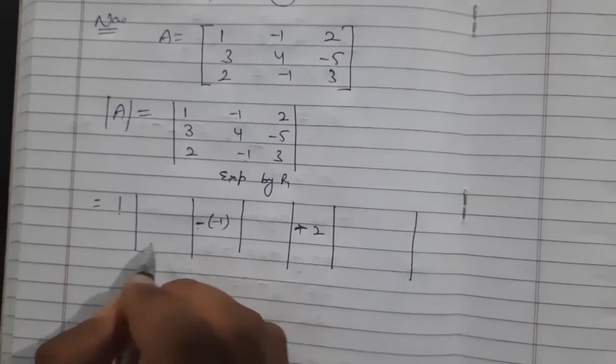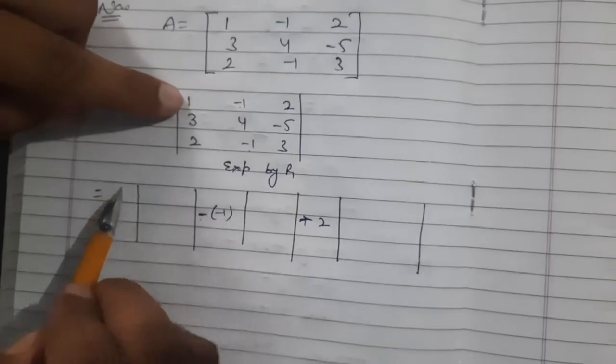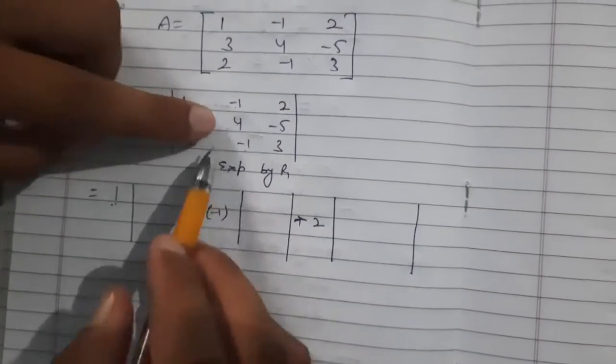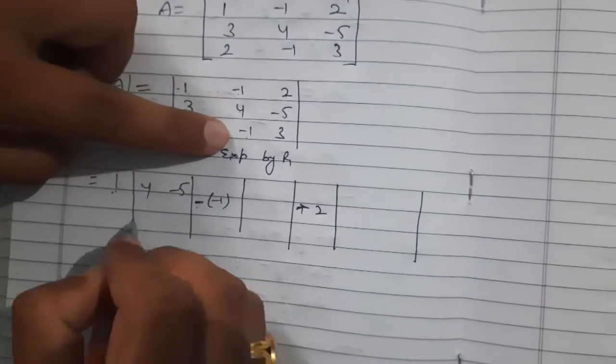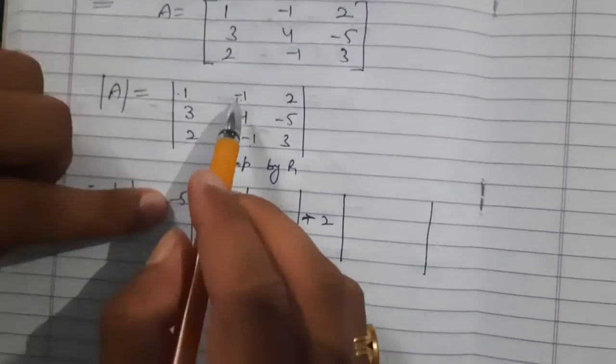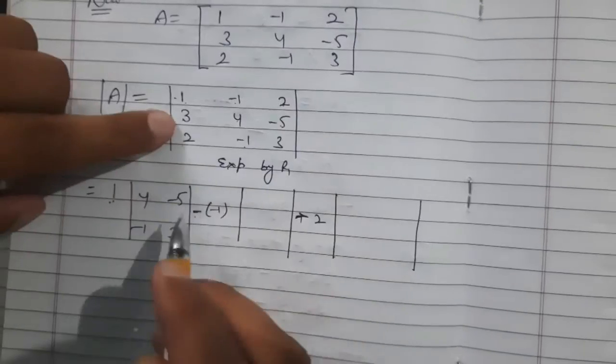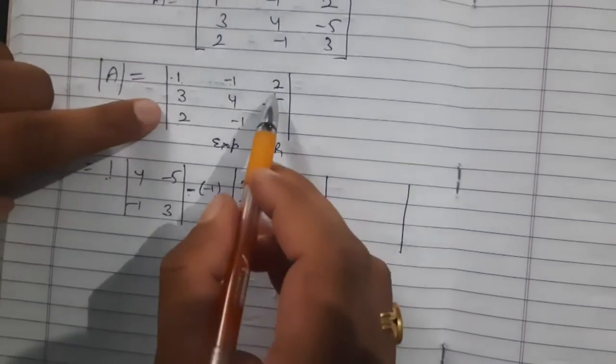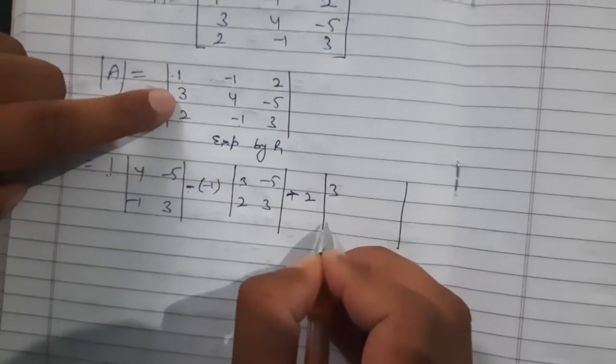And now, what are the 2 by 2 matrices here? Consider 1 and leave the row and the column in which 1 occurs. The remaining elements we write in the determinant. For minus 1, leave C2 and R1. What we get is 3, 2, minus 5, 3. Now for 2, leave C3 and R1: 3, 2, 4, minus 1.